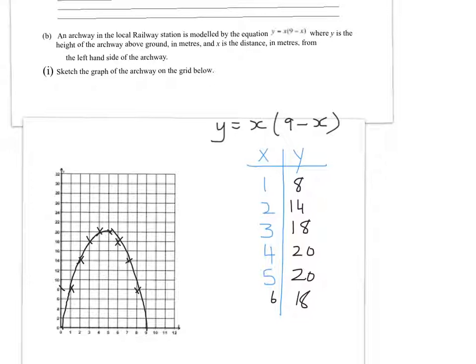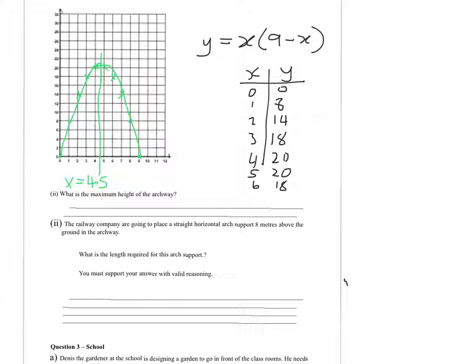Sketch the graph on the archway on the grid below. So that's what we do for that. And the next, we've sketched it. What's the maximum height? So you can see the maximum height will be here between 4 and 5, and because it's symmetrical, x is going to be 4.5 to give us the highest point. It doesn't go straight across at the top there, it is a little bit higher.